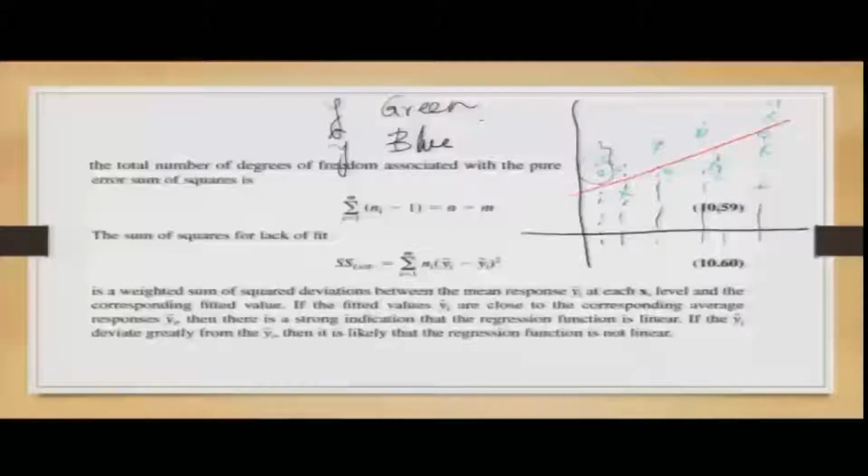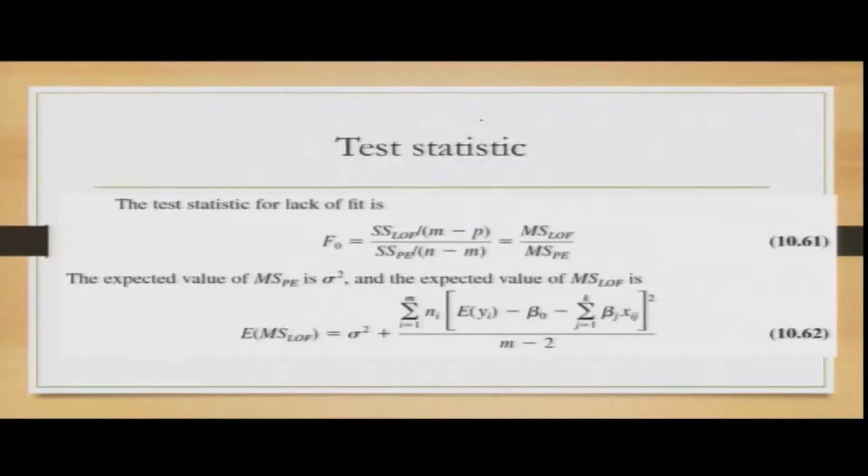So, you are basically trying to differentiate the errors. The sum of squares due to lack of fit is the weighted sum of the squared deviations between the mean response y bar at each level of x i and the corresponding fitted value. If the fitted values y hat are close to the corresponding averages, then there is a strong indication that the regression function is linear. If y hat deviates greatly from y bar, then it is likely the regression function is not linear, and you have to take decisions accordingly whether the model is right or wrong.